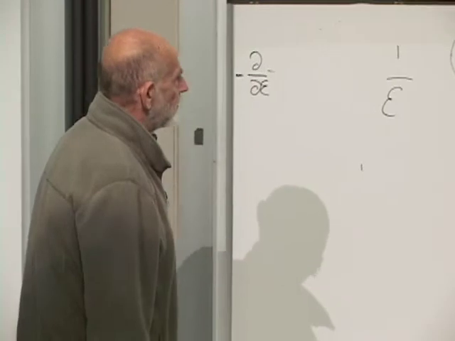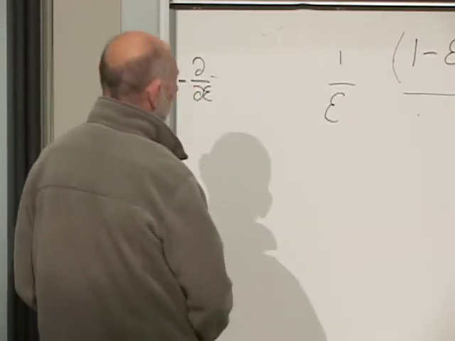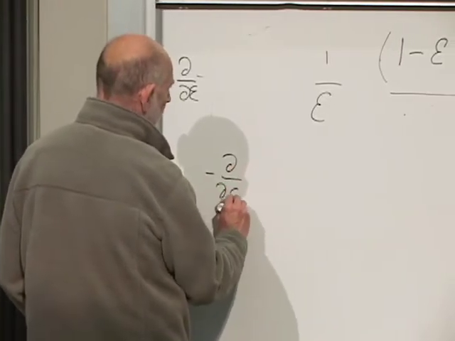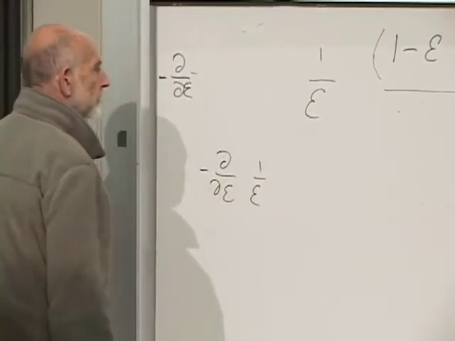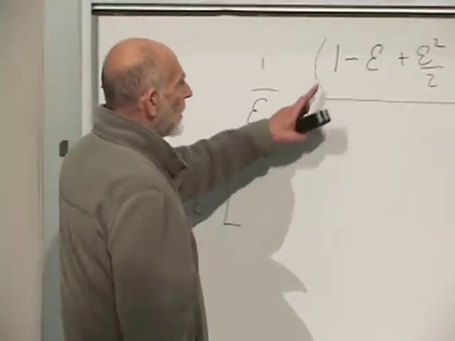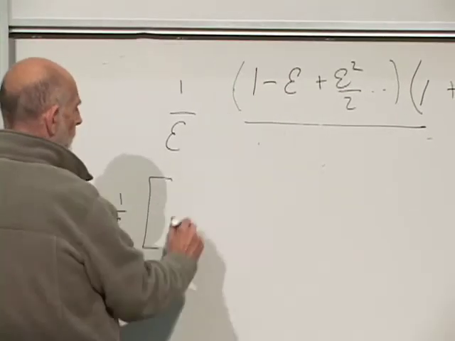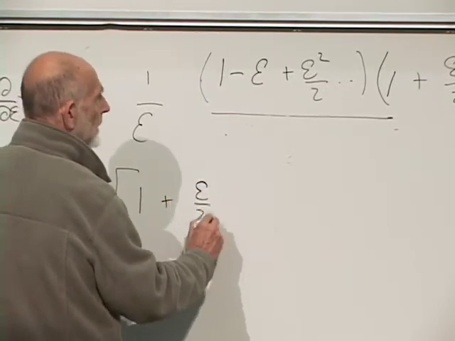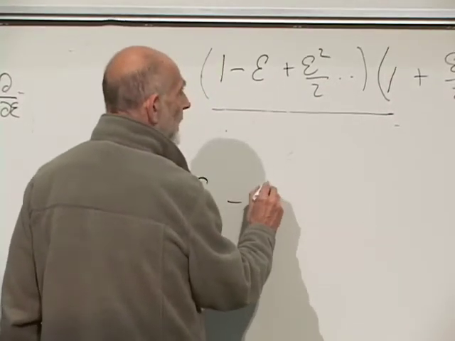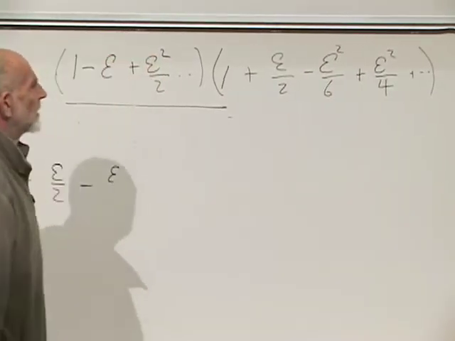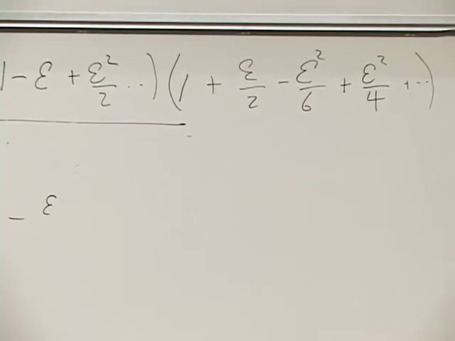Okay, so let's see if we can combine this together. I think the chances that I'll get this right are negligible, but all right, so we get minus d by d epsilon, 1 over epsilon, times, okay, 1 times 1. Let's put in everything that you get from 1. 1 plus epsilon over 2 minus epsilon squared over 6. Oh, can we combine these two together? What's epsilon squared over 4 minus epsilon squared over 6? Epsilon squared over 12.